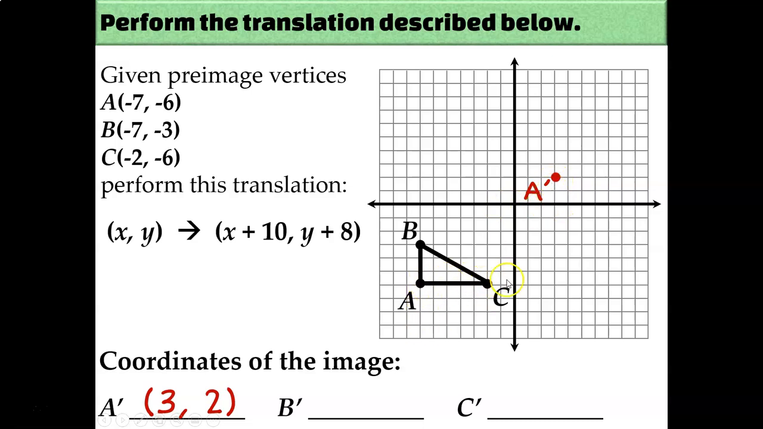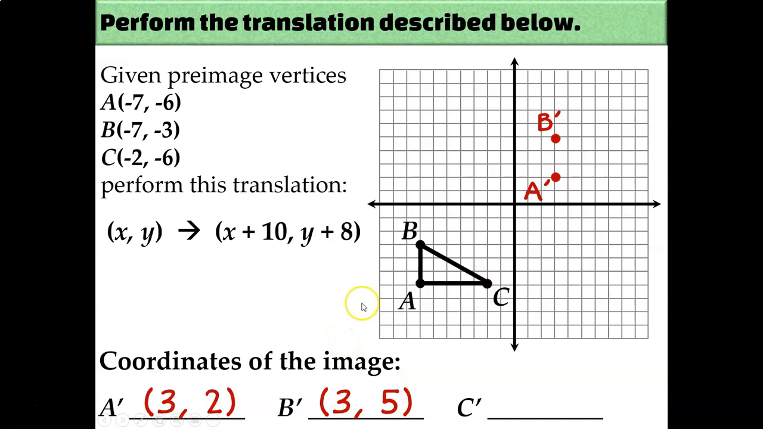Alternatively, instead of counting 10 right and 8 up, you can also just add 10 to the original x value and add 8 to the original y value. -7 plus 10 is 3, and -6 plus 8 is 2. So let's try that again with B. From my pre-image coordinate of B, I will move 10 units to the right and 8 units up. And that's where B prime is, which is the point 3, 5. And that's the same thing that you get if you do -7 plus 10 and -3 plus 8. That would give you the coordinates 3, 5.